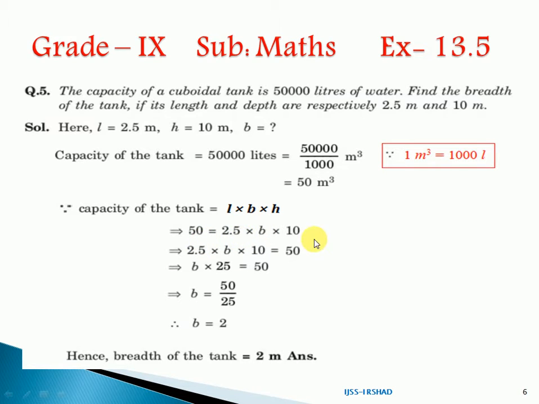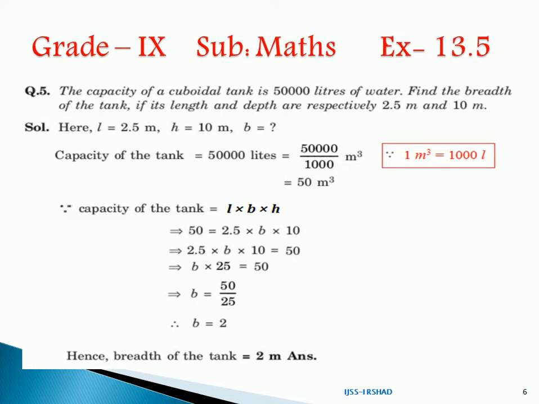Now change the side. This all thing, 2.5 into B into 10, I will take it to left hand side, and 50 will go to right hand side. Now I will keep here B. 2.5 multiplied by 10 will give you 25. So B into 25 equals 50. Then 25 is in multiplication, it will go that side in division, and 50 divided by 25 will give you 2. So B is 2, hence the breadth of the tank is 2 meter. They told you to find the breadth of the tank. This is the breadth of the tank.